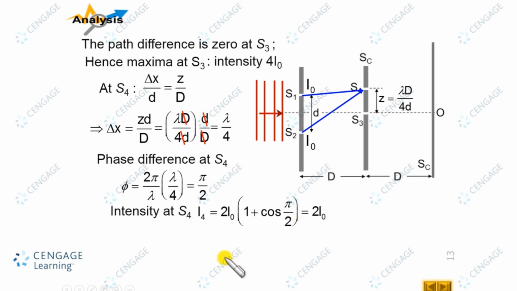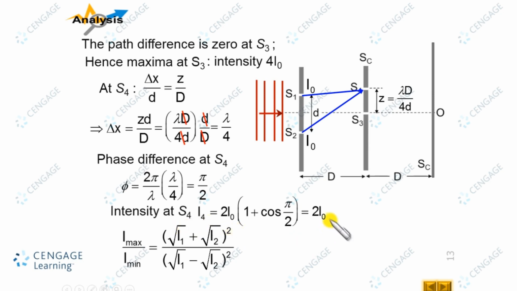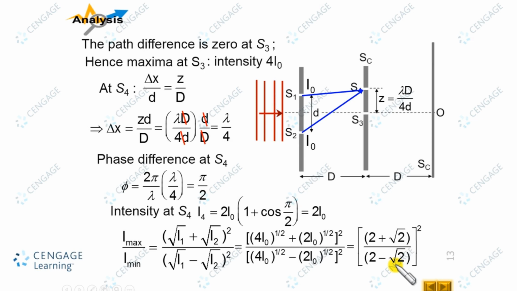Now, we can find the ratio. If we substitute the I1, I2 values, this I1 is equal to 4I naught and I2 equal to 2I naught. So, this is the required ratio. Okay. Now, let us move to the next illustration.